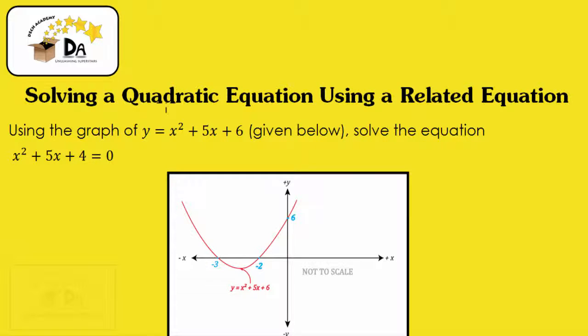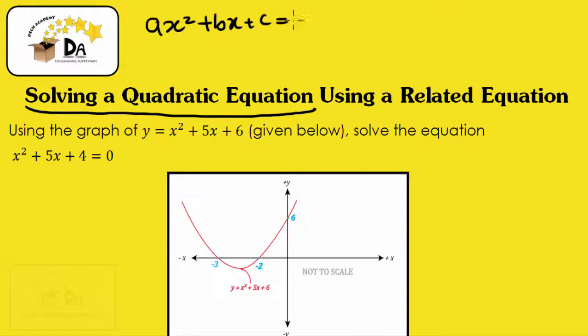So back to the topic, we're solving a quadratic equation using a related equation. Let's just look at the first part of this topic, solving a quadratic equation. When you solve a quadratic equation, an equation of this form, where a is not 0, you get solutions. You get x equals something and x equals something. Sometimes you get two solutions. So you get x equals x1 and x equals x2, where x1 and x2 are just solutions. That's what you get when you solve quadratic equations.